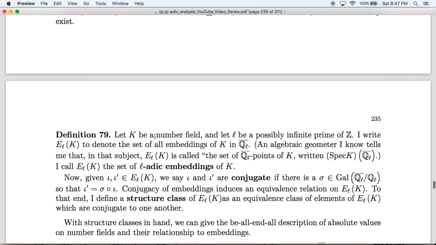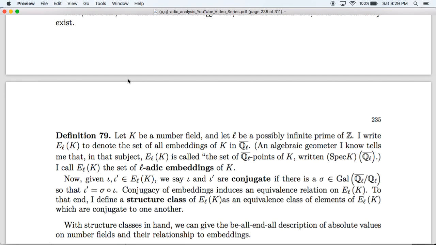So let K be a number field, and let L be a possibly infinite prime of Z. I write E_L(K) to denote the set of all embeddings of K into the algebraic closure of Q_L. Note that if L is the infinite prime, Q_L is then R, and the algebraic closure of the reals is the complex numbers.